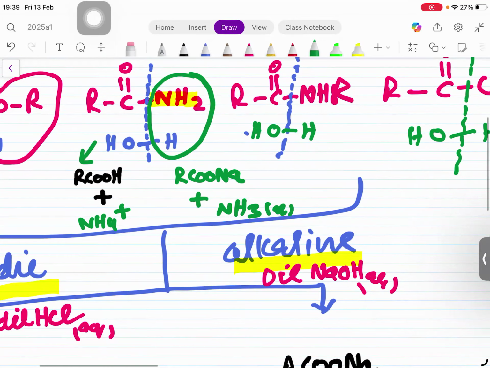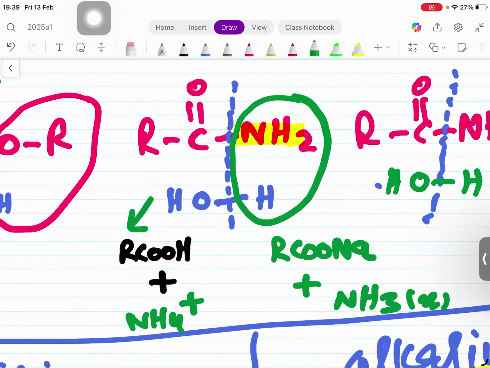When this undergoes hydrolysis, one side gets H, the other side gets OH. What is the product? Carboxylic acid and then NH3. Because the NH2 breaks from the molecule, and the NH2 gets one H from water, so that becomes NH3.